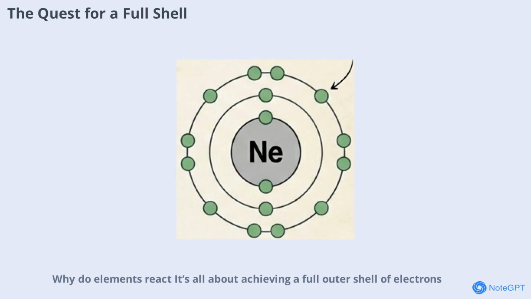How do elements react? It's all about achieving a full outer shell of electrons, just like the noble gases. This arrangement is the most stable, and elements will do whatever it takes, lose, gain, or share electrons, to get there. This quest explains why sodium reacts explosively with water and why chlorine is so eager to bond.